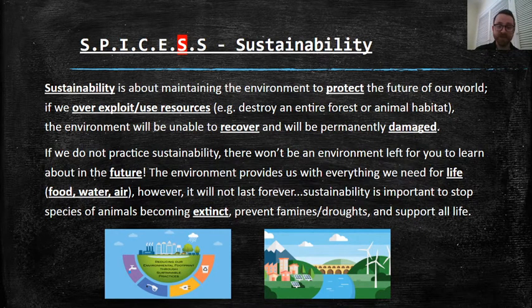about in the future. The environment provides us with everything we need for life: food, water, and air. However, it doesn't last forever. It's impressive, it's not magical.